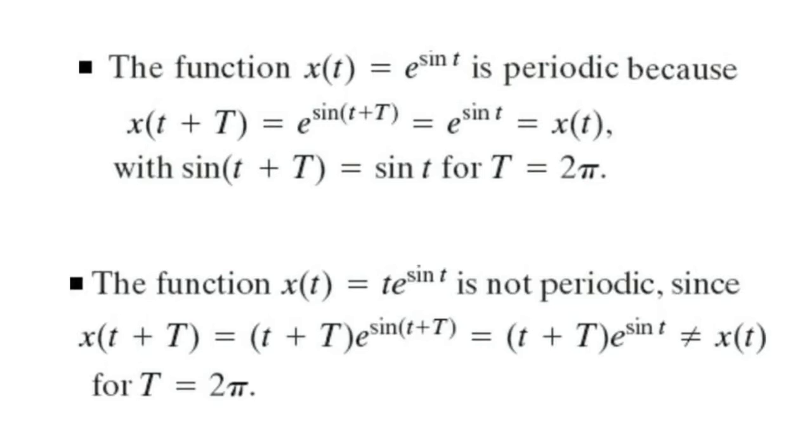In the second problem, x of t is equal to t multiplied by e raised to sin t. So we check by using x of t plus capital T, where the small t in x is replaced by t plus T. So x of t plus T is equal to t plus T multiplied by e raised to sin of t plus T, that is equal to t plus T multiplied by e raised to sin t, which is not equal to x of t. So t into e raised to sin t is not a periodic signal, even though sin t is periodic with period T is equal to 2 pi.